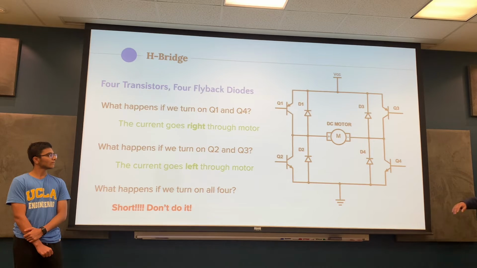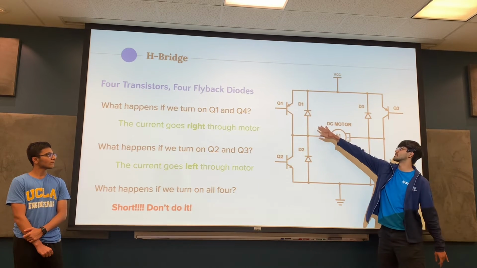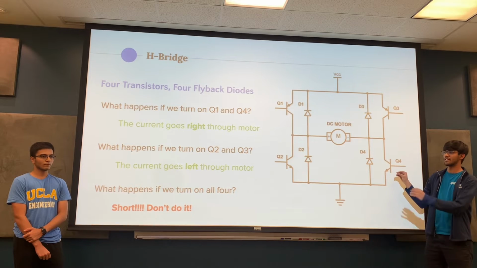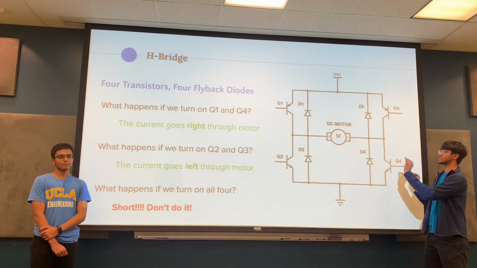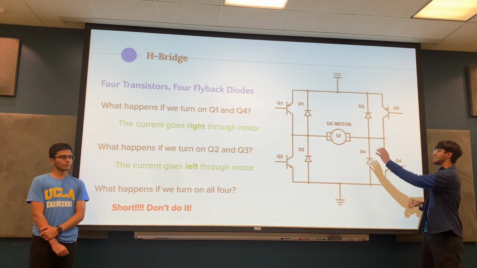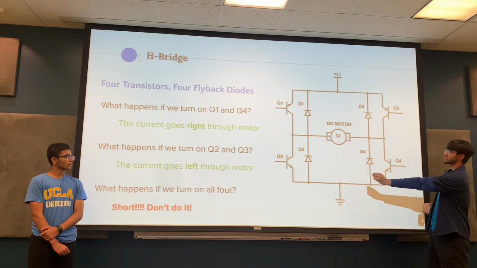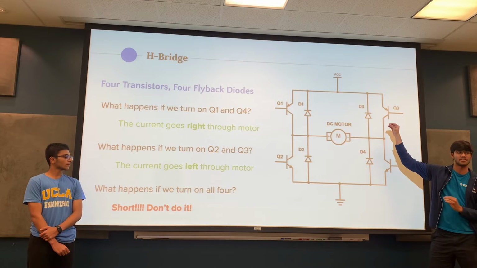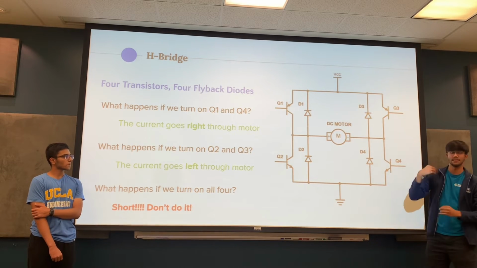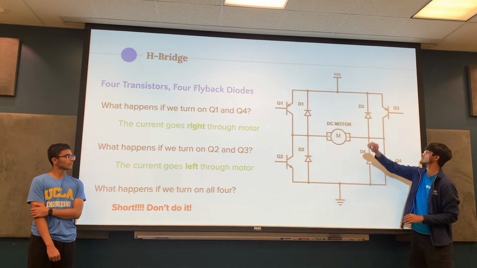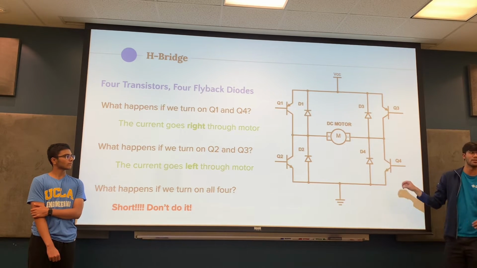Of course, if you want to get the motor to spin one way, you would turn on Q1 and Q4. That's why you only need one pin to control the motor to spin one way, because you can turn on Q1 and Q4 simultaneously, and then you can also turn on Q2 and Q3 simultaneously to get the motor to spin the other way. So we don't need two separate inputs for Q2 and Q3 or Q1 and Q4. We would just combine them into one.